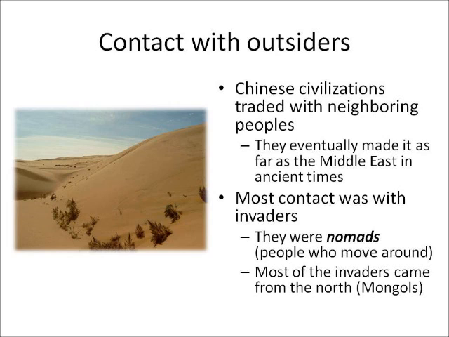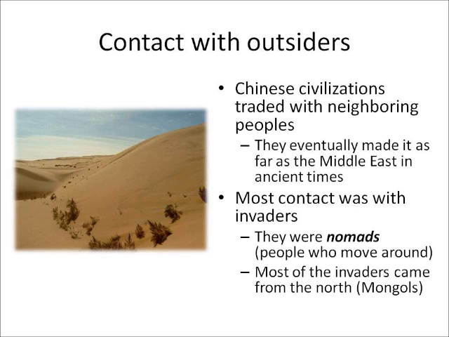They were barbarians. Nomads are people who move around. They don't have one place that they settle and live. They just move following food sources and things like that. Most of the invaders came from the north. That's the Mongols, who we're going to talk about later in this unit. Some of the invasions were successful, some weren't. Over time, you may be aware, the Chinese got so tired of having the Mongols invade that they built a humongous wall along their northern border to keep invading peoples out, which we now know, of course, as the Great Wall of China.